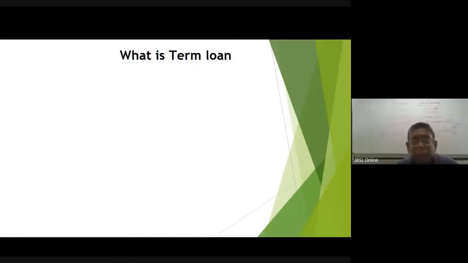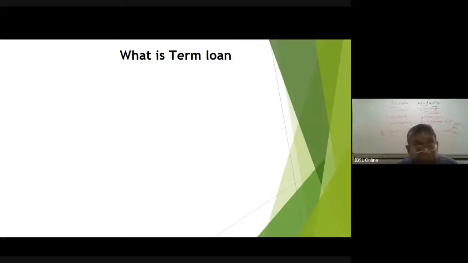So why are people taking term loans? Usually term loans are granted for acquisitions of fixed assets. What are the fixed assets? Land, building, machinery. We call them capital equipment.